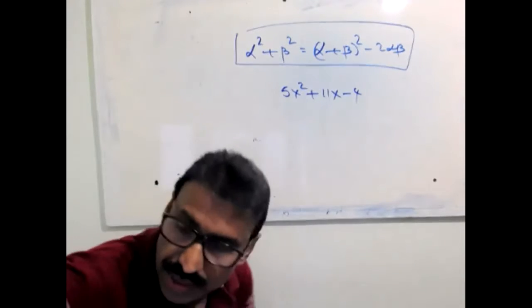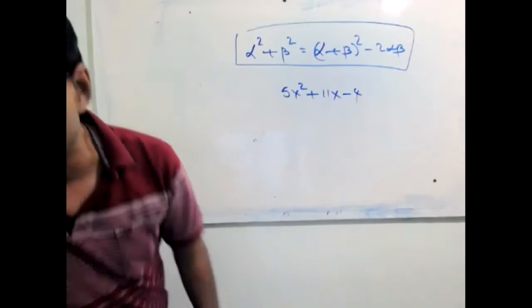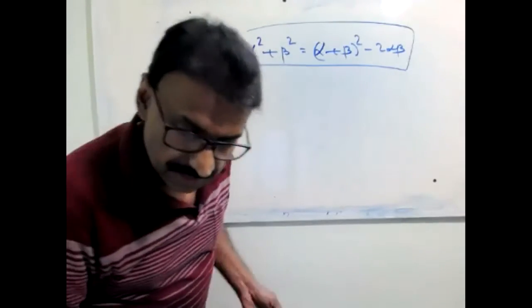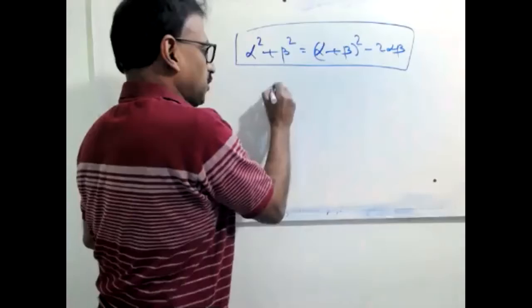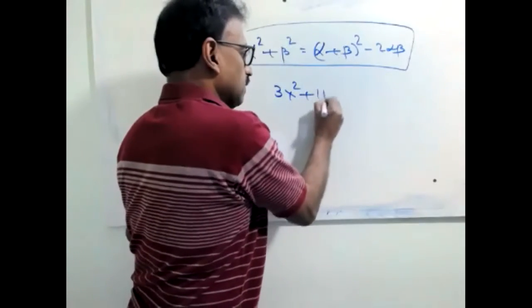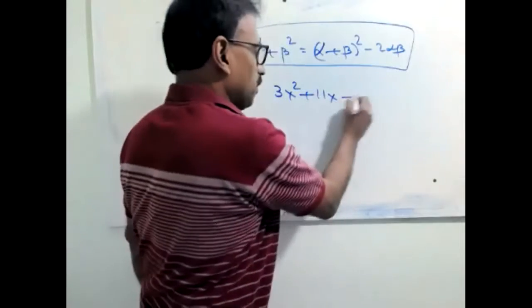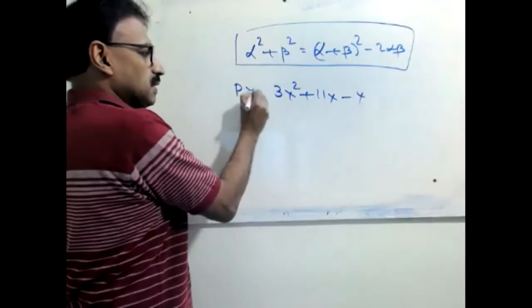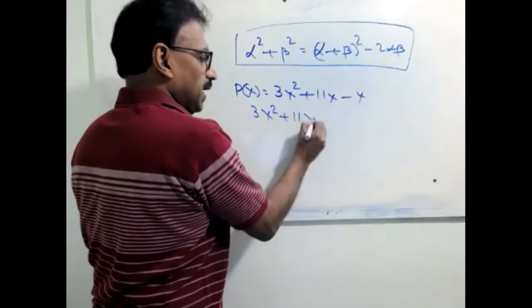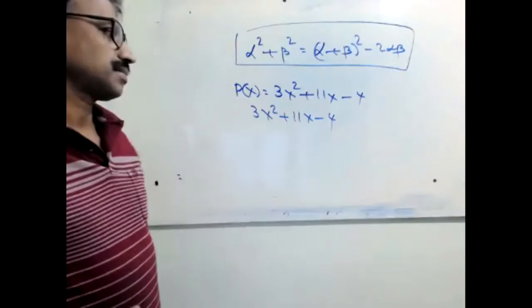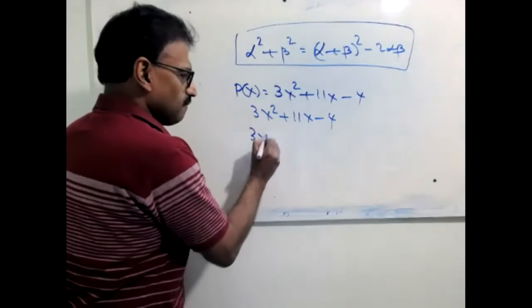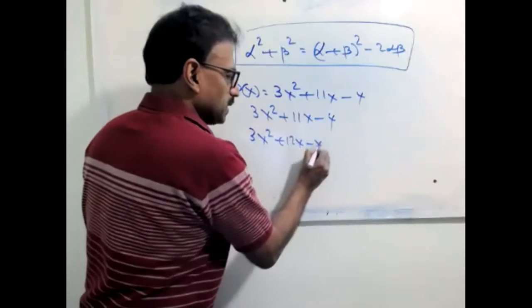No, wait. I'll tell you the question. Hey, wait. Listen here. No problem. They corrected the question. It is 3x square plus 11x minus 4. Look here. P of x is this much. Now 3 times minus 4 is minus 12, and the middle term is 11. So 3x square plus 12x minus x minus 4.